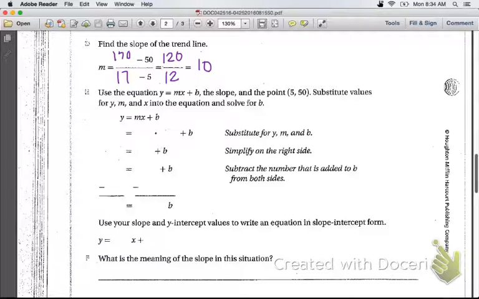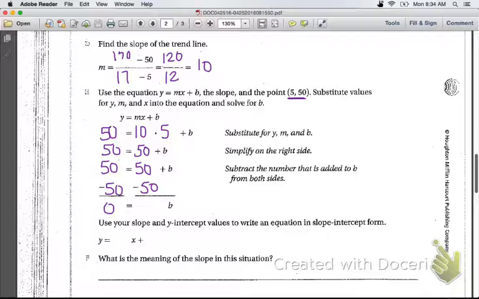Using one of the points, so for the equation y equals mx plus b, use the slope and the point (5, 50) to substitute in to find b. And we've done this before. So we'll go ahead and use the 50 and 10 times 5 plus b. So we have 50 equals 50 plus b. We'll subtract 50 from both sides, and you get 0 equals b.